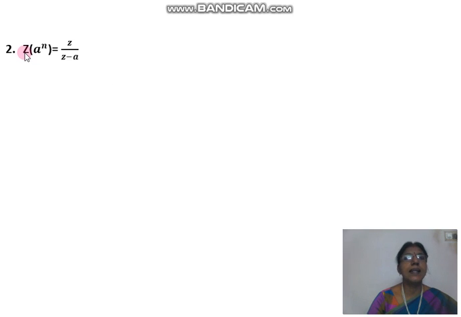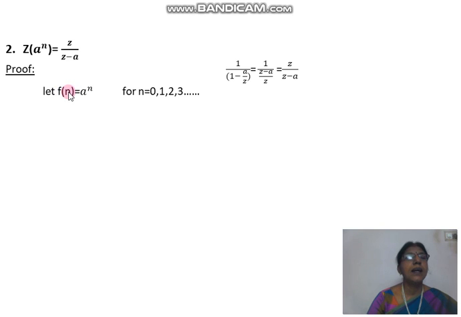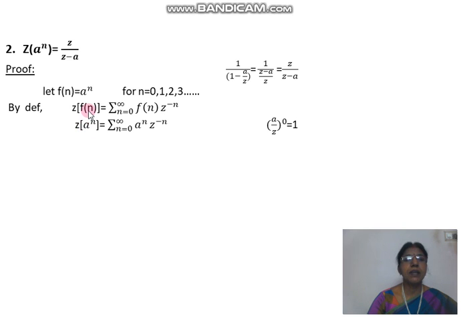See the next one, second derivation, second formula. Show that Z of a power n is equal to z by z minus a. Now let f of n is a power n, and we are going to find the Z transform of this function, for n is equal to 0 and so on. Now by definition, Z transform of f of n is equal to sigma n is equal to 0 to infinity f of n z power minus n. In place of f of n we put a power n on both sides. What we get? Z of a power n is equal to sigma n is equal to 0 to infinity a power n into z power minus n.